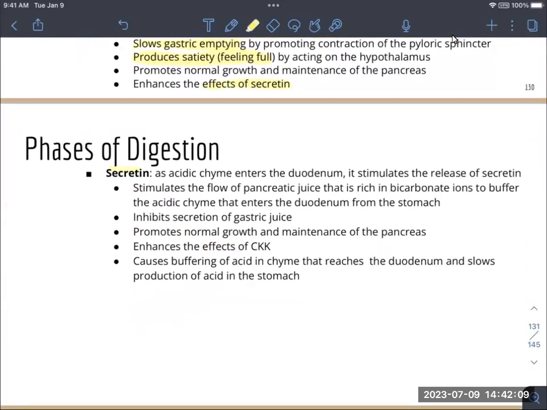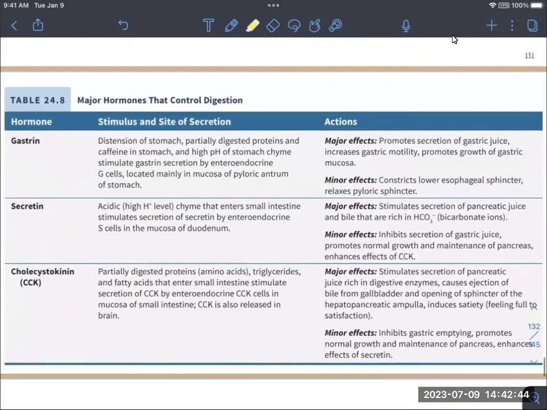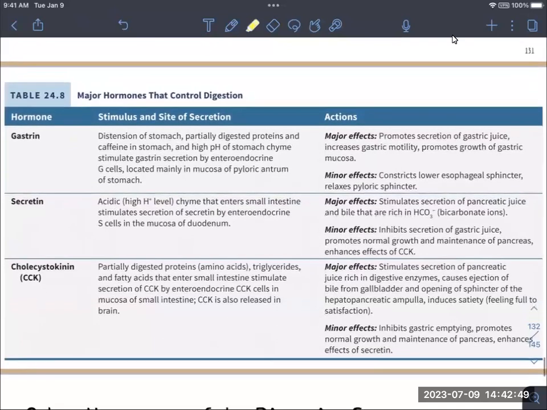So that's secretin. So when that chyme enters that duodenum, it causes the release of that hormone secretin. Secretin stimulates pancreatic juices that have bicarbonate ions. It inhibits secretion of gastric juices. It enhances the effect of cholecystokinin. It causes buffering of that chyme in that duodenum. So these are the three main hormones, their major and minor effects, and where they get secreted out.